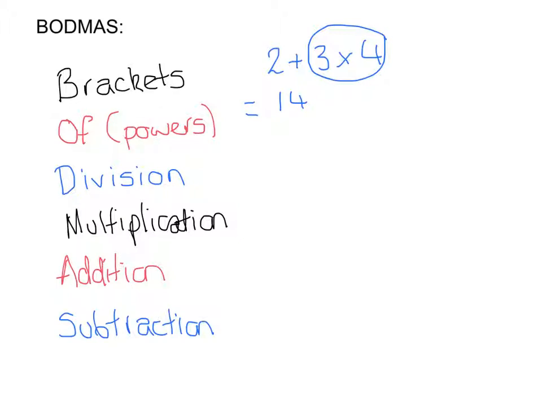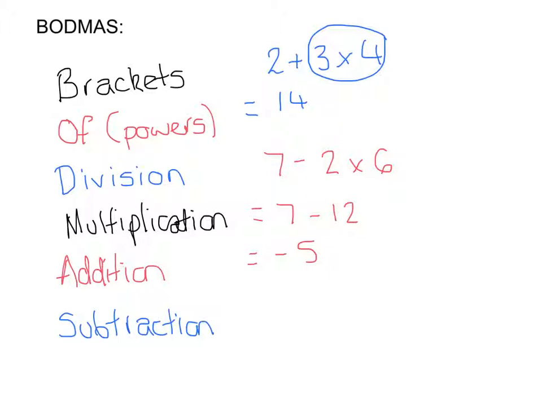Let's look at another example then. This time we'll look at 7 take away 2 times 6. Well, again, looking at BODMAS, multiplication comes before subtraction. So I do 2 times 6, which is 12. 7 take away 12 leaves me with minus 5.